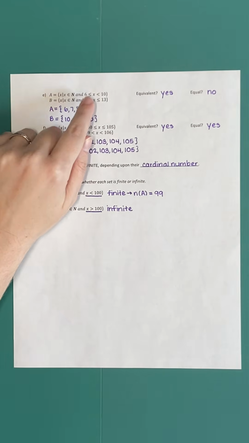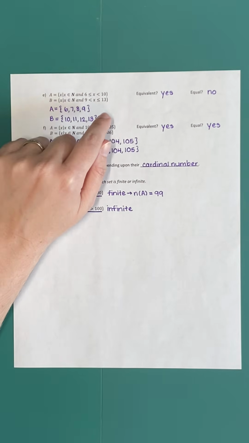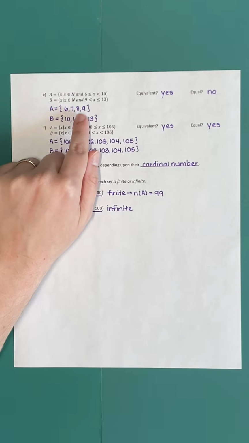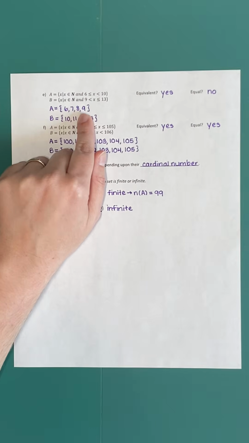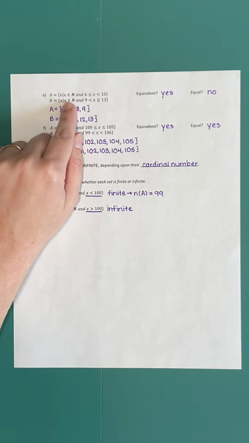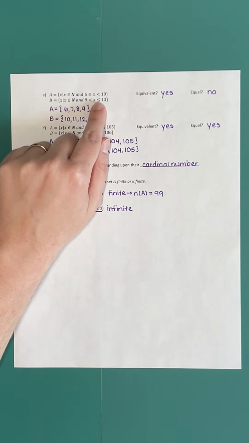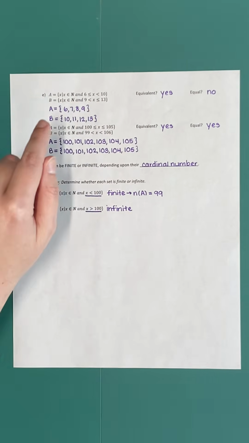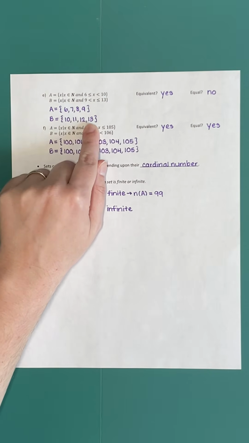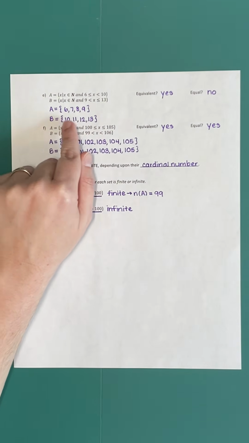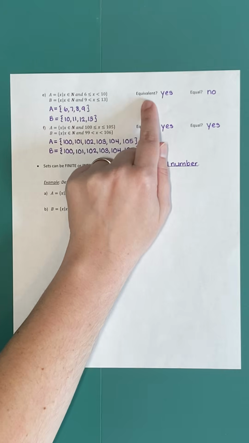So for A, we're between 6 and 10, equal to 6, but not equal to 10. So natural numbers from 6 to strictly less than 10, that's going to be 6, 7, 8, and 9. So that means the cardinal number of A is going to be 4. We have 4 elements in the set A. Now B is the natural numbers from 9 to 13, strictly greater than 9, but possibly equal to 13. So strictly greater than 9 means we're starting at 10. So 10, 11, 12, and equal to 13, so we have 13. So the cardinal number of B is also going to be 4. So our cardinal numbers are the same, so by definition, our sets are equivalent.